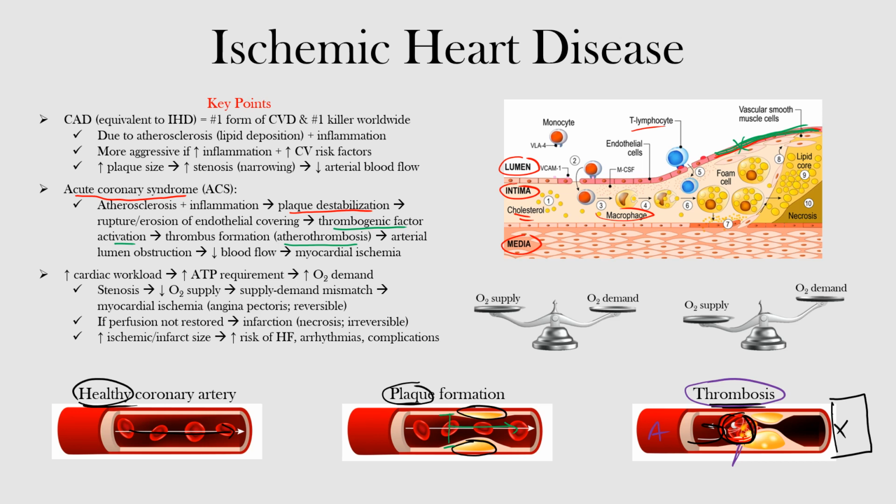Now, just like every other cell of the body, cardiomyocytes require ATP as a primary energy source for cellular functions. Therefore, conditions that increase the workload of the heart, such as exercise, cause an increased ATP requirement in metabolism. With that, there's an increase in oxygen demand for aerobic respiration. However, if that oxygen demand cannot be met due to an inability to deliver enough oxygen to a certain region of the heart from a stenosed vessel, then ischemia ensues.